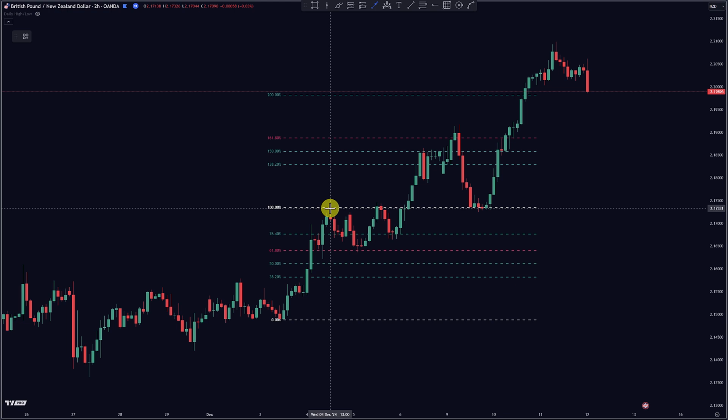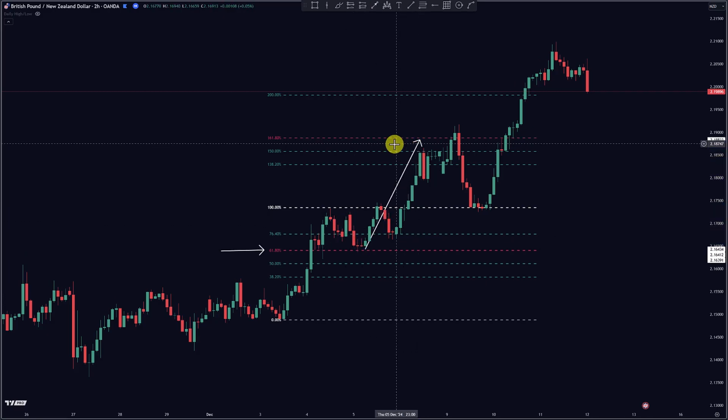The most important and the most interesting thing that we get out of this is that we can measure the distance of the correction wave. So this is the end of the impulsive wave, and this is the low of the correction wave. And as you can see, we fall right into this level, which when you turn on reverse, it's 61.8. And what you will often see is that the following trend wave is then going into the Fibonacci extension 161.8. And you can see after the market has hit 161.8, it is reversing.